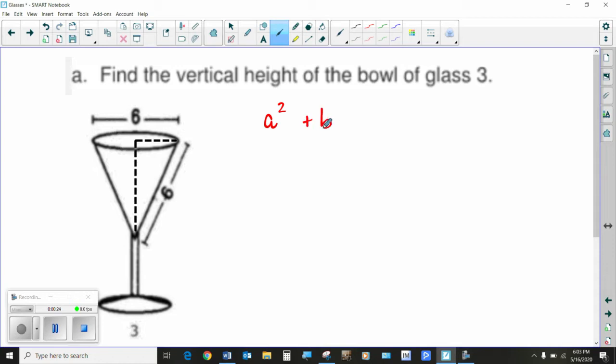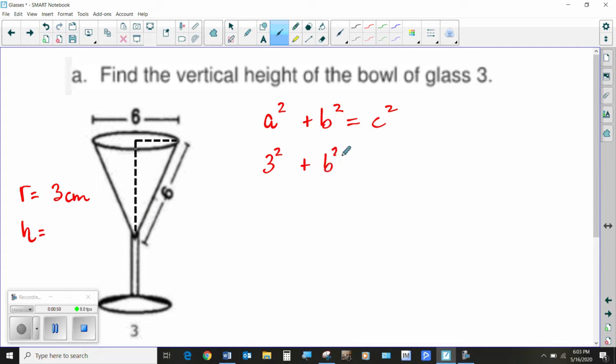So a squared plus b squared is equal to c squared, where a and b are the legs and c is the hypotenuse. So we know that the radius of this cup is 3 centimeters because the diameter is 6. So this leg is going to be 3. So we will square that. The height is something we don't know. But we do know this is the hypotenuse.